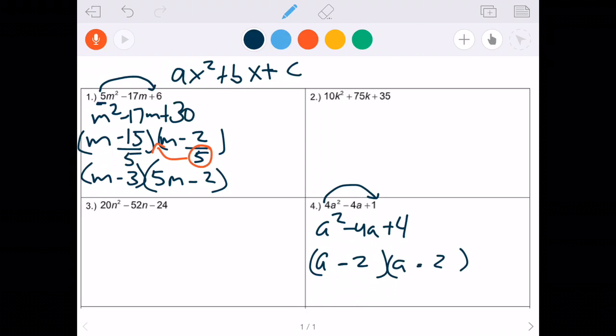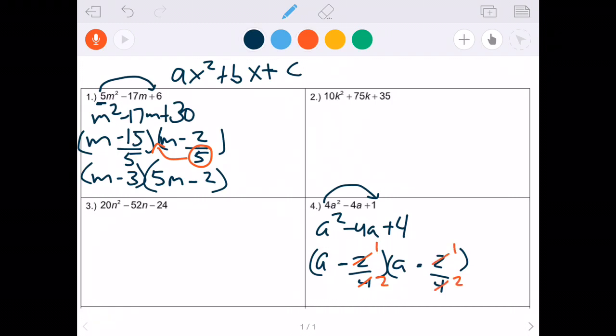And I slid, or multiplied in, the 4 at the start, so now I'm going to divide out the 4. We need to make sure we reduce. So 2 over 4 is 1 over 2.